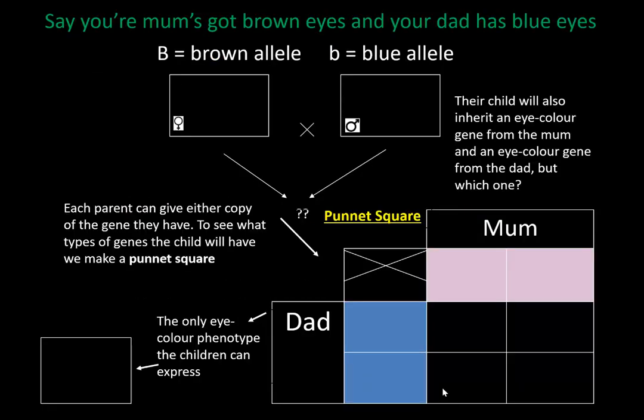Now we have to draw a Punnett square. The example we've got here says your mum has brown eyes and your dad has blue eyes. What potential offspring could there be? In this case, we've got a brown allele and a blue allele using our same letters. So the mum has got brown eyes.